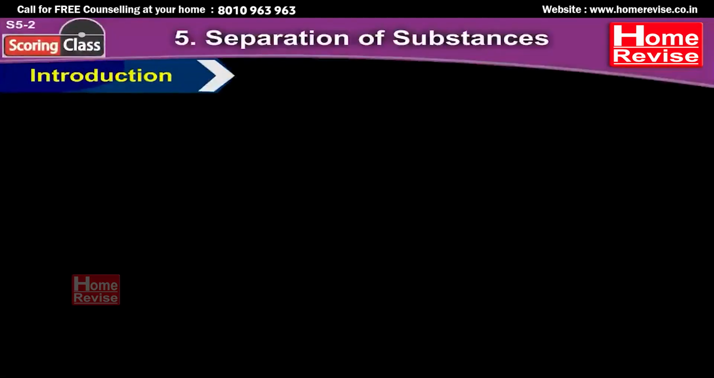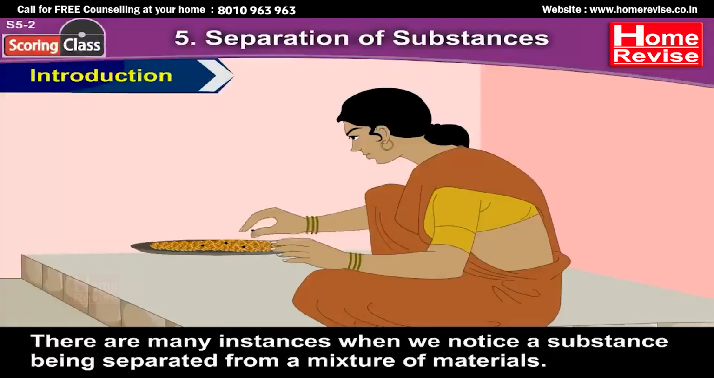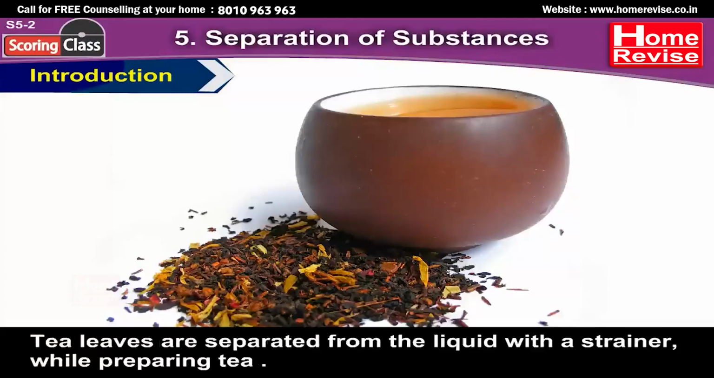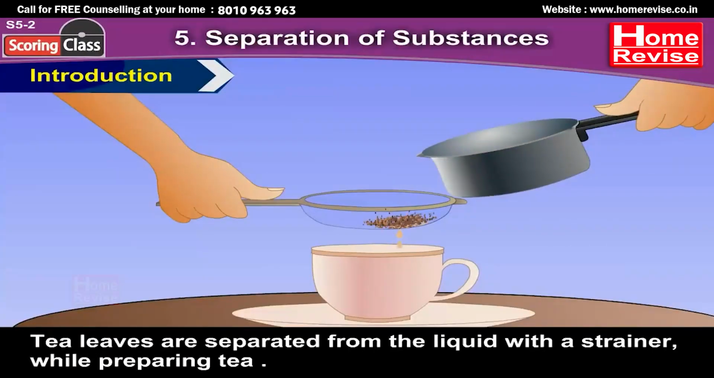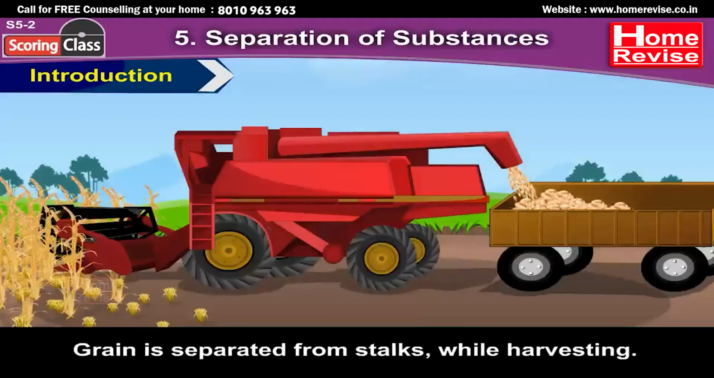Introduction. There are many instances when we notice a substance being separated from a mixture of materials. Like you take these tea leaves. Yes, tea leaves are separated from the liquid with a strainer while preparing tea. Grain is separated from stalks while harvesting.